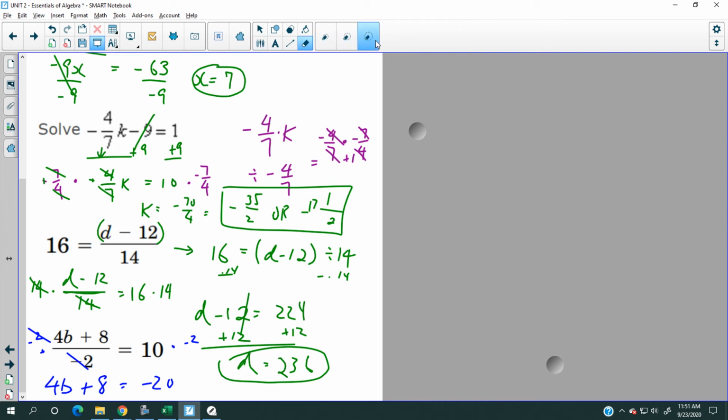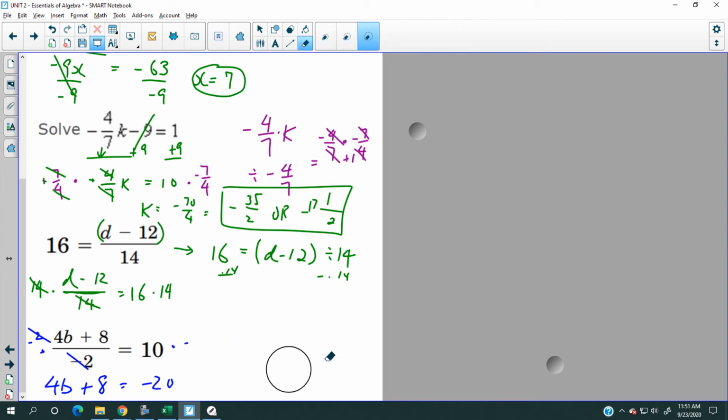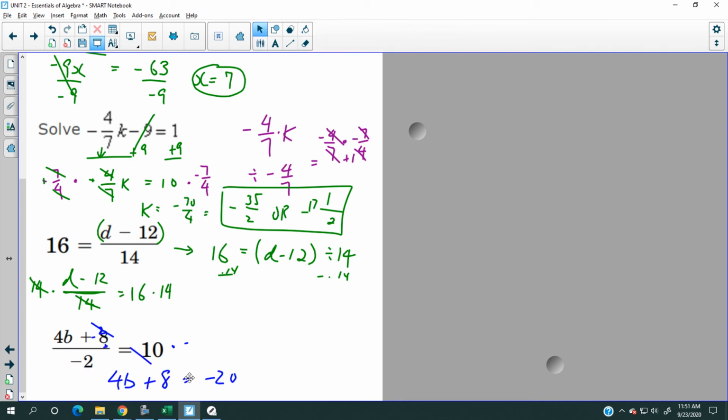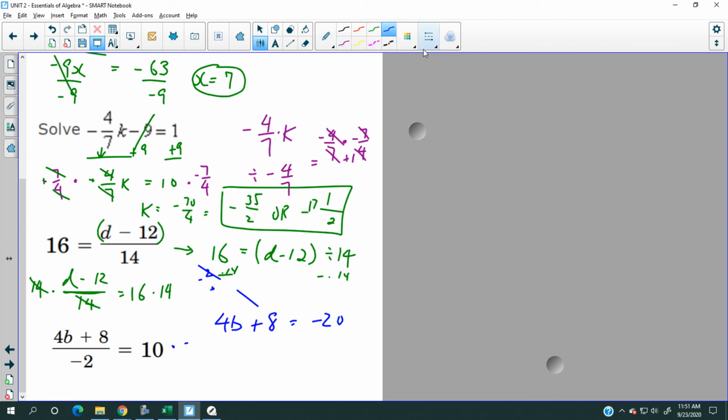Okay, I gotta take this somewhere else. I think I accidentally erased something. Let me just move this here. All right, now I'm solving this. So what is that? Subtract 8. Cancels out, bring down the 4b. Let's see, negative 28. Divide both sides by 4. B equals negative what? 7. Right? Now let me show you a couple more questions and then that'll be it.